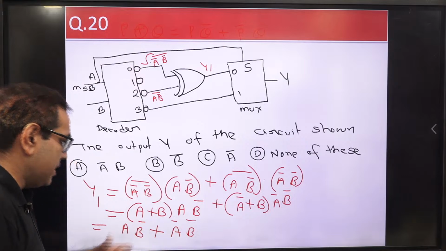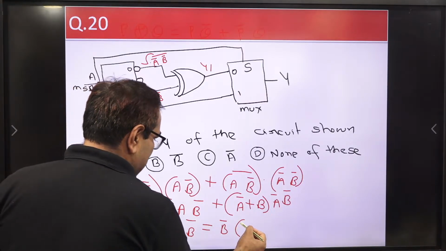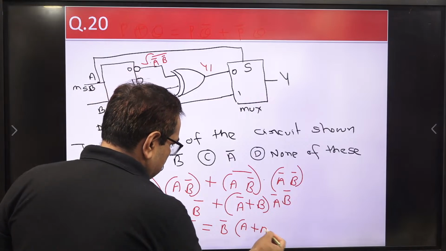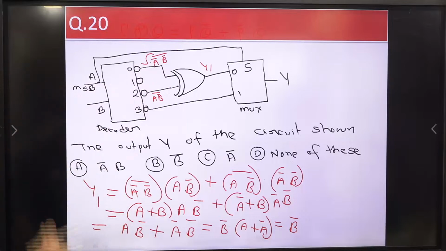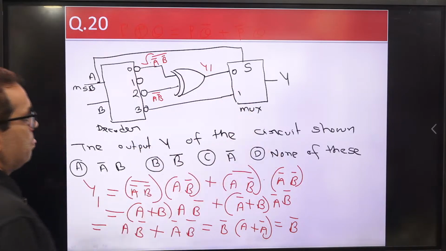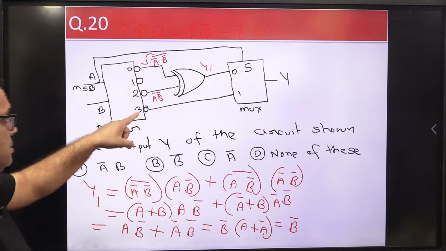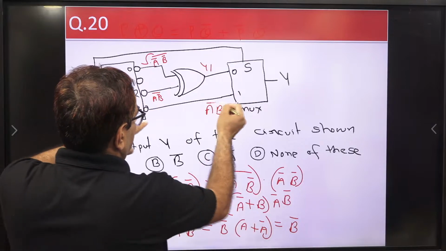Now B bar can be taken common. So we get A plus A bar, that is 1, so it equals B complement. So here we are getting output Y1 as B complement. Now what is this? This is A B whole bar, this one.